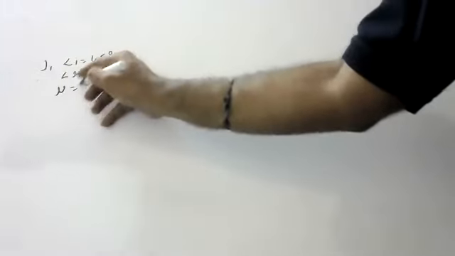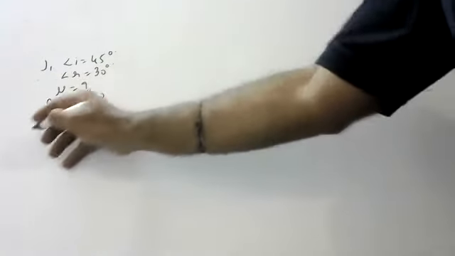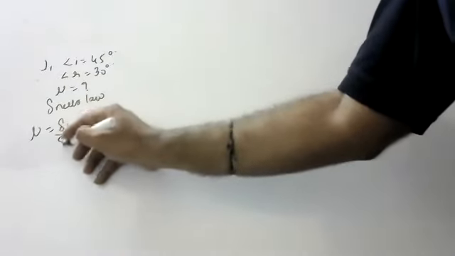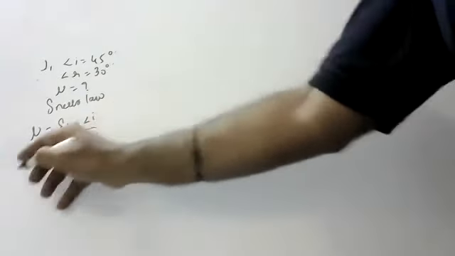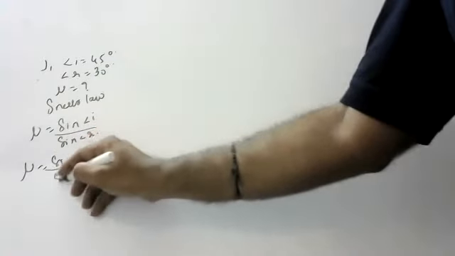What is the refractive index? So which law do we use here, children? Which law do we use? Anyone? Sine of angle of incidence by sine of angle of refraction. So we will use Snell's law. What is Snell's law, children? Mu is equal to sine i by sine r. So sine 45 by sine 30.